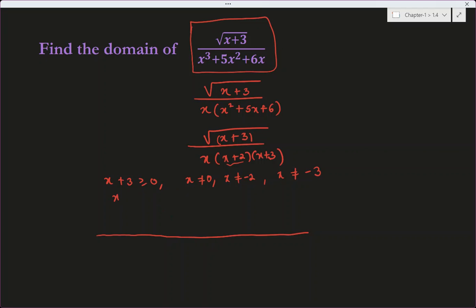Now let's put all these values. What this means is x should be greater than or equal to minus 3. So let's say this is minus 3. And what number else do we have here? Minus 2 should be somewhere here. And then we have 0.